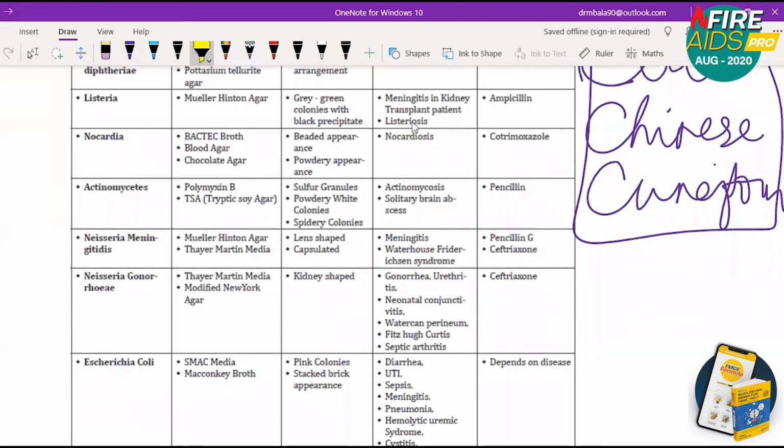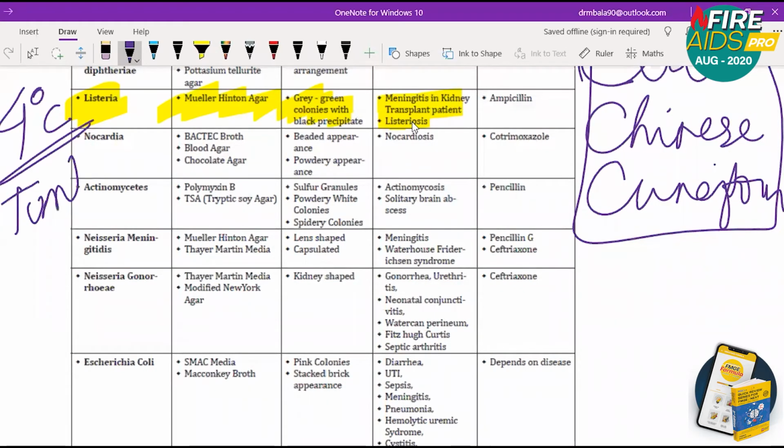Next is Listeria. Listeria means Muller-Hinton agar, gray-green colonies with black precipitate, and meningitis in a kidney transplant patient. It also causes listeriosis. The first point I want you to remember is that Listeria grows at 4 degrees Celsius. That is very important. And Listeria has something called tumbling motility. That is very important. Tumbling motility is seen in Listeria.